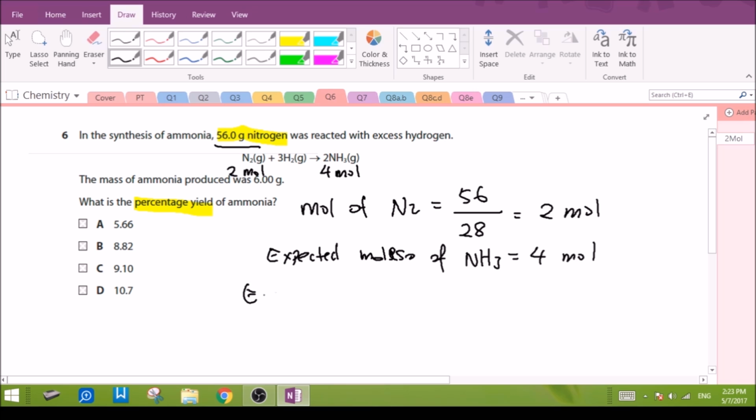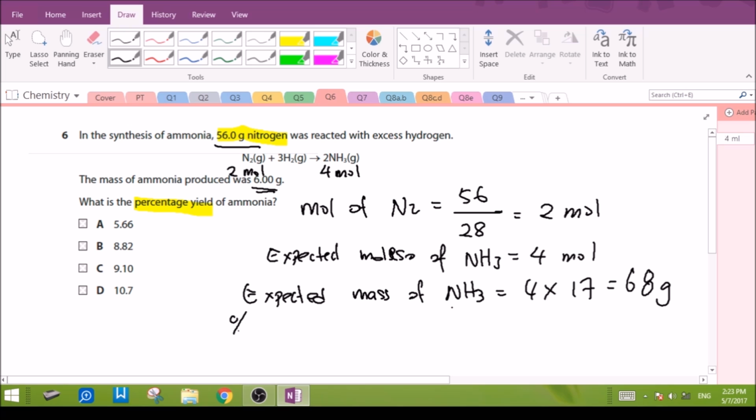The expected mass, that means 100% yield, will be 4 moles multiplied by the Mr of ammonia. 14 plus 3, 17. So if it was 100% yield, we will actually be getting 68 grams. Right, but we didn't get this in the end. We only got 6 grams.